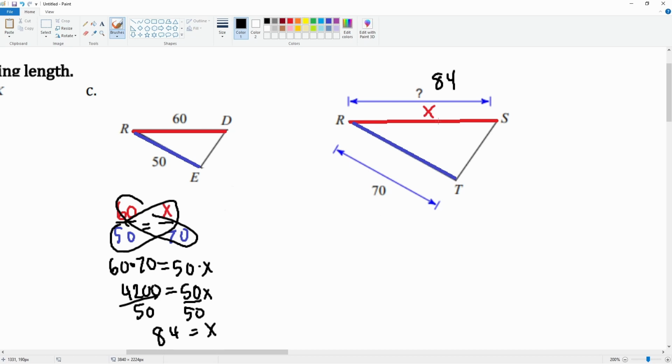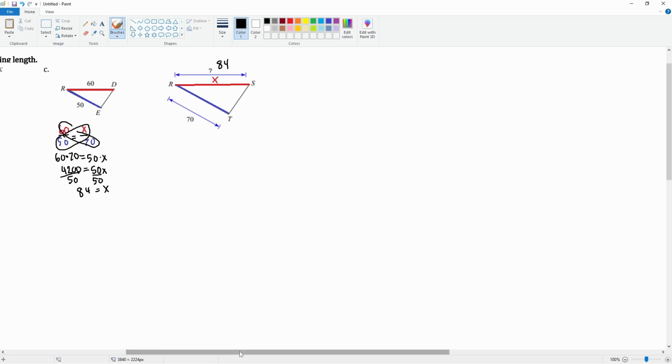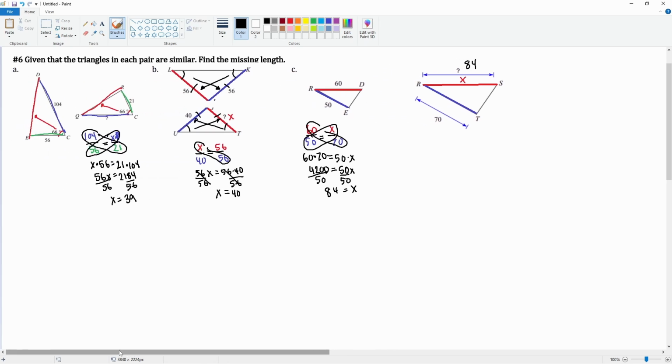That makes sense because this is way bigger, so it has to be way bigger. Okay, so there you go. That is how you find the missing sides for similar objects. Please understand, you have to orient it. Make sure you have two triangles that you can compare.